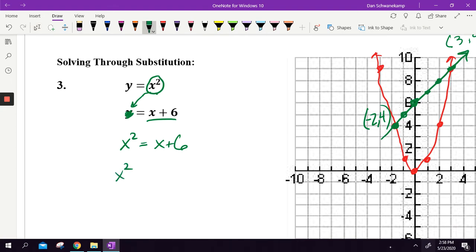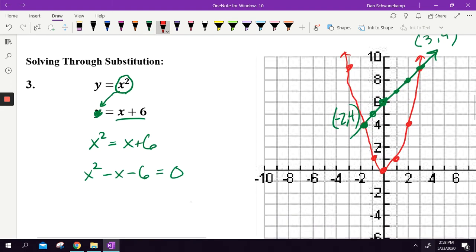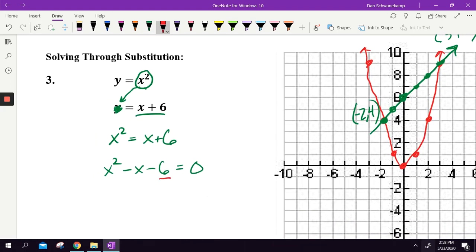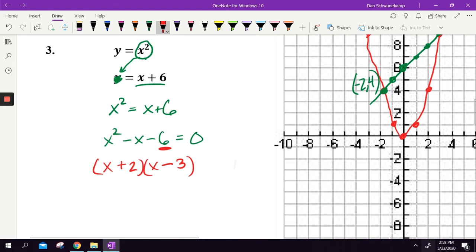So I'm going to subtract. This is a quadratic. I've got an x squared, an x, and a number. I'm going to subtract everything over and make this problem equal to 0. Remember, to solve quadratics, you need to be equal to 0. To solve this thing, I need two numbers that multiply together to get me -6. How about like 3 and 2? And they need to add to get -1, so -3 and +2. Those two numbers add to get -x and multiply to get -6.